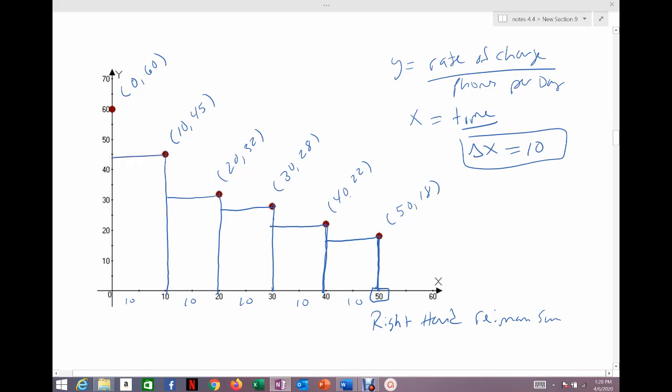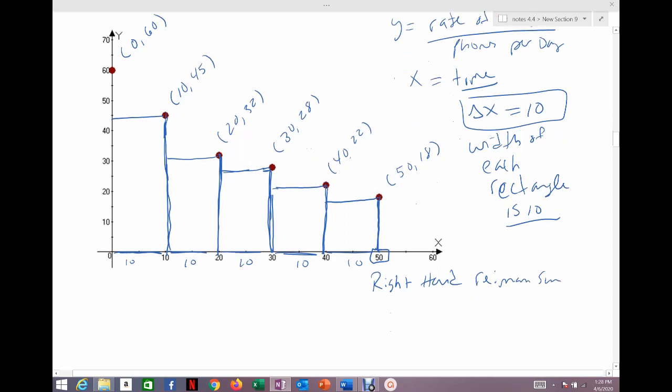So again, the heights that I'm using for each of these rectangles come from the right side of my rectangle, right? This would be the right side of my rectangle. The width of each rectangle is that 10, right, that change in x. The width of each one of these is 10 units. And that's by design. I wanted them to be evenly spread apart.